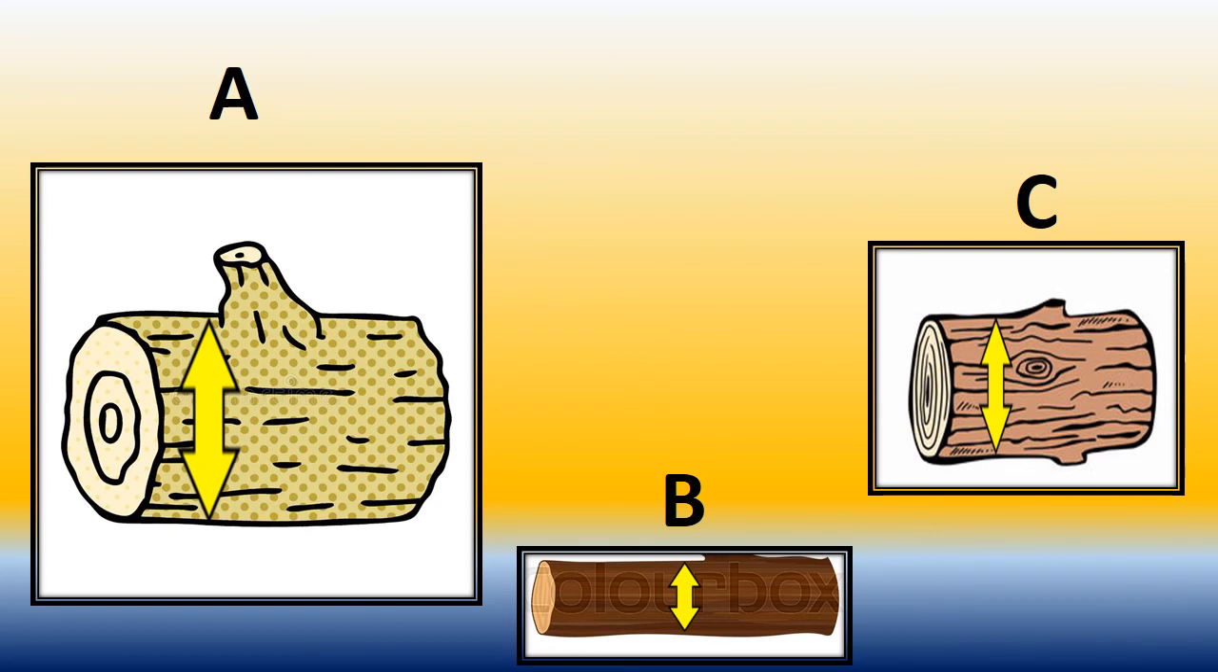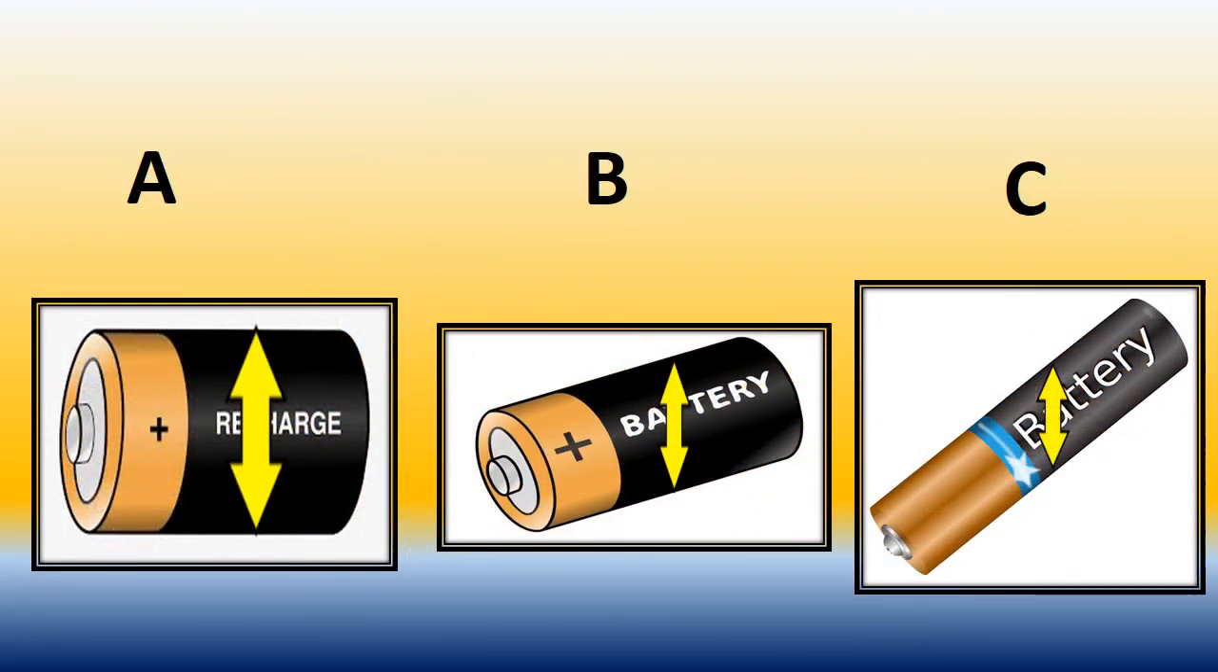Now, let's see one last example. So, what do we have here now? We have the pictures of 3 batteries. So, can you tell me if there is a difference between their widths? Yes, there is. So, can you tell me which is the thickest and which is the thinnest? Absolutely right. The battery in picture A is the thickest and the battery in picture C is the thinnest.